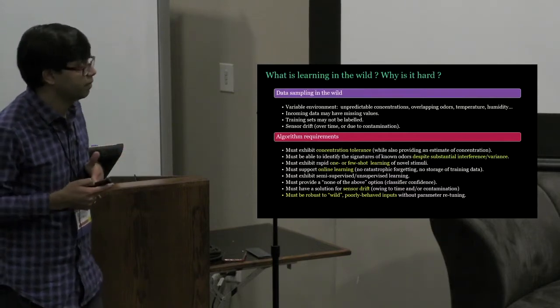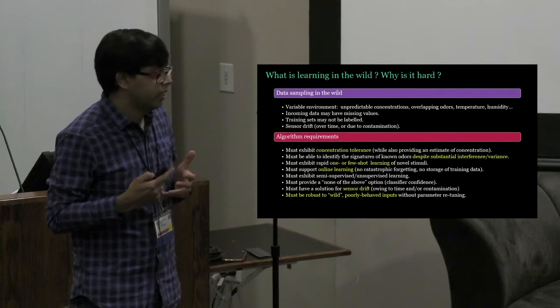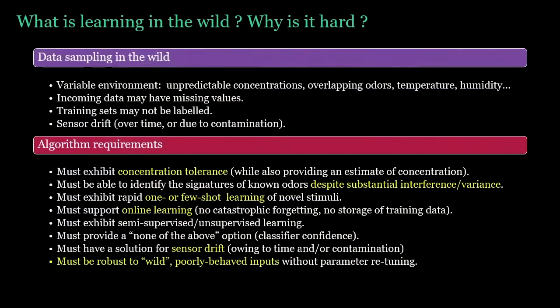And you need to have a solution for sensor drift. And it must be robust to wild, poorly behaved inputs without parameter retuning. Most of my talk today is about this last point and some others. In fact, the algorithm that I'm going to talk about cares for all of these things.